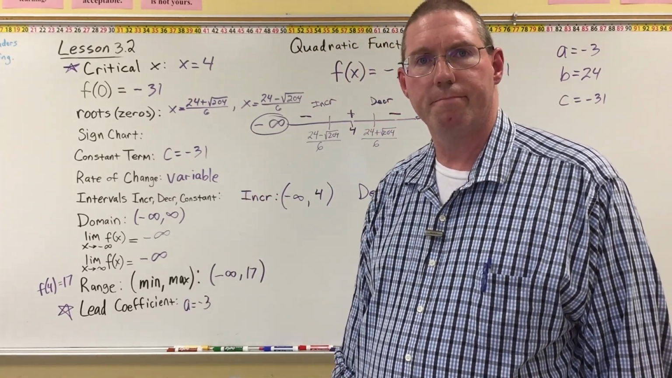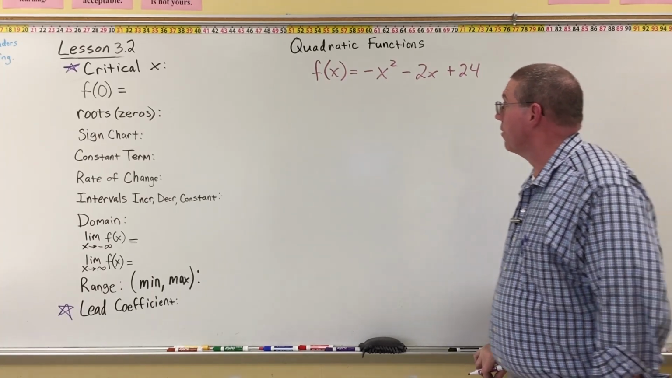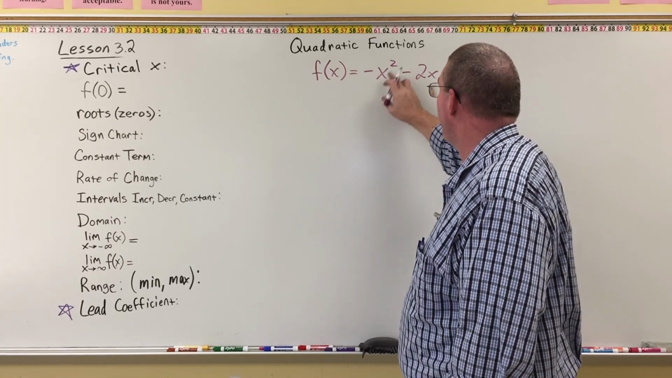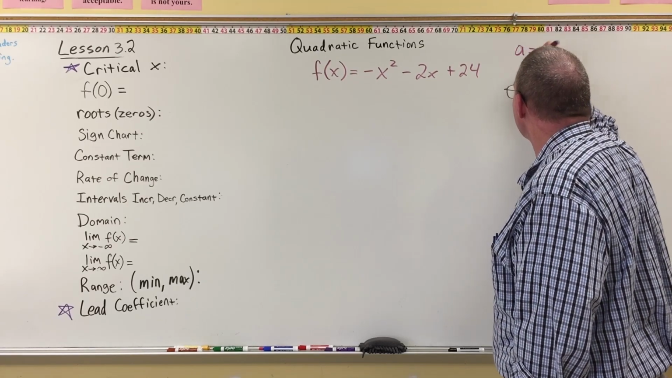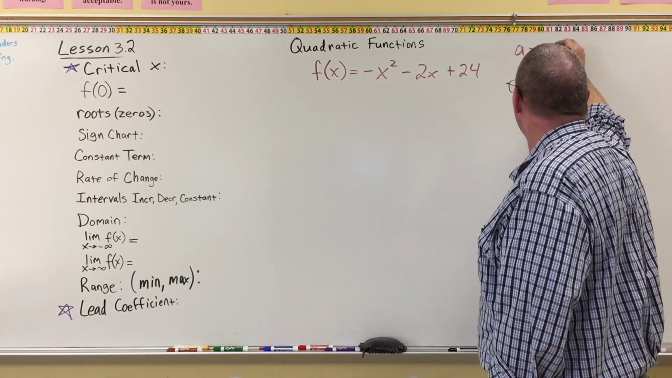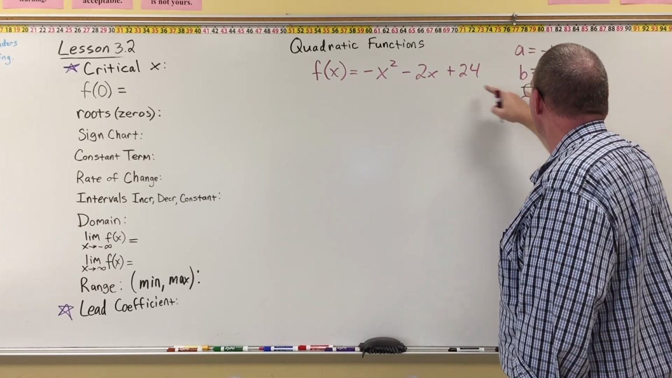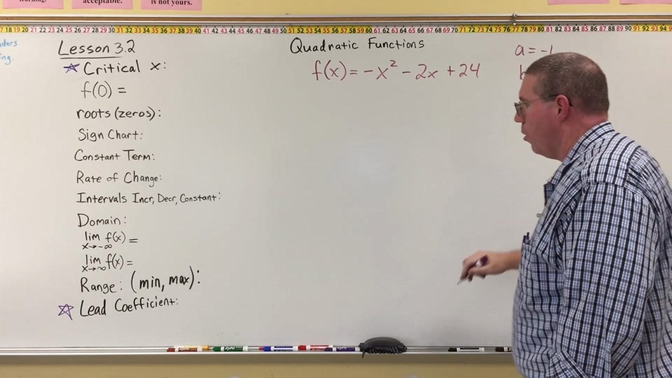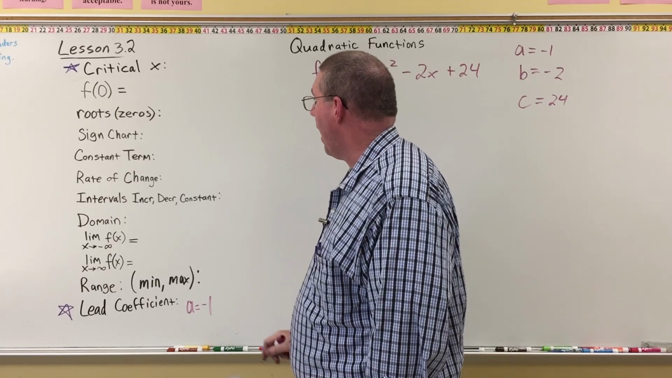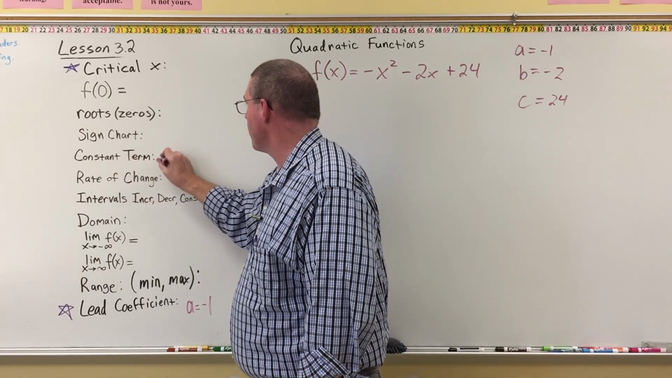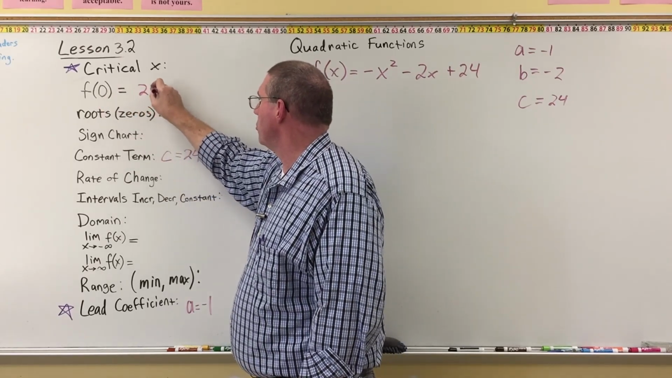Let's do another example. All right, this will be our last example. Here we have a quadratic function. F of x is equal to negative x squared minus 2x plus 24. So let's go ahead and identify our a, b, and c. A is negative 1, b is negative 2, and c is positive 24. And so our lead coefficient a is negative 1. Our constant term c is equal to 24, which means our f of 0 is also 24.